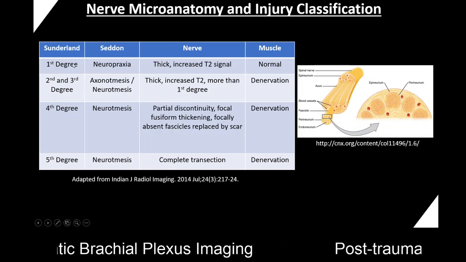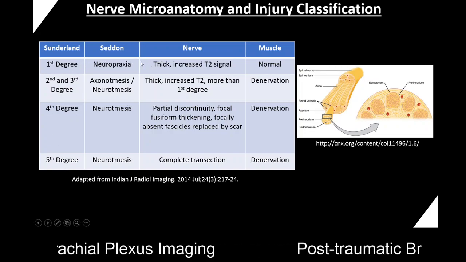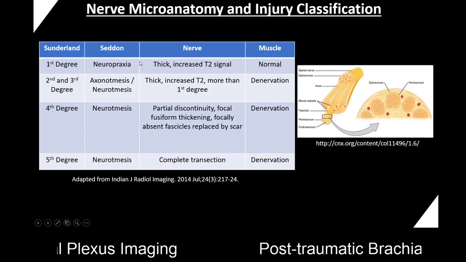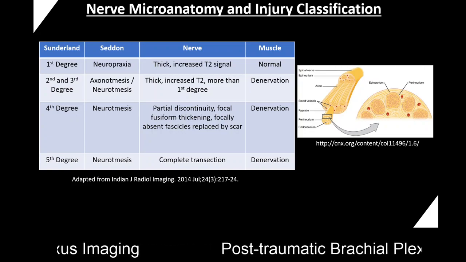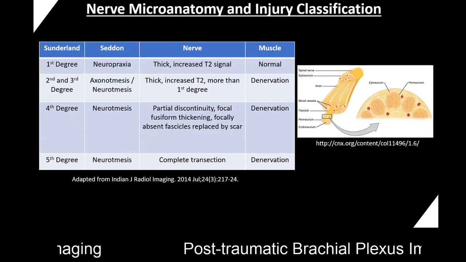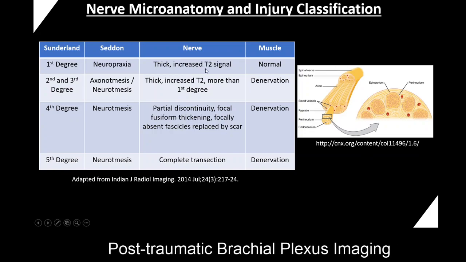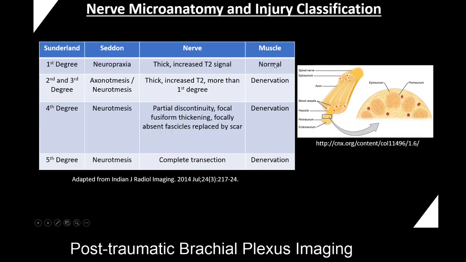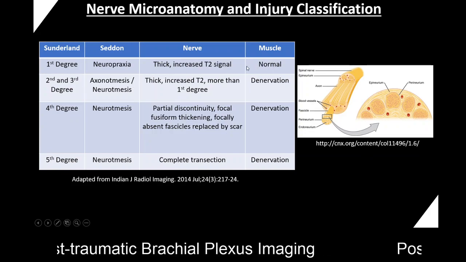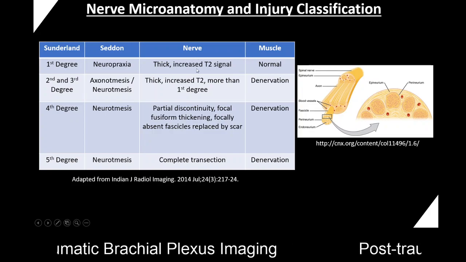For neurapraxia or first-degree injuries, this is where the myelin sheath is injured, and you do not have the axon being cut, so there's no Wallerian degeneration, there's no denervation change. And so on MRI, you may see some mild thickening of the nerve fascicles and increased T2 signal, but the muscles downstream should be normal. We would expect a full and rapid recovery in this case.